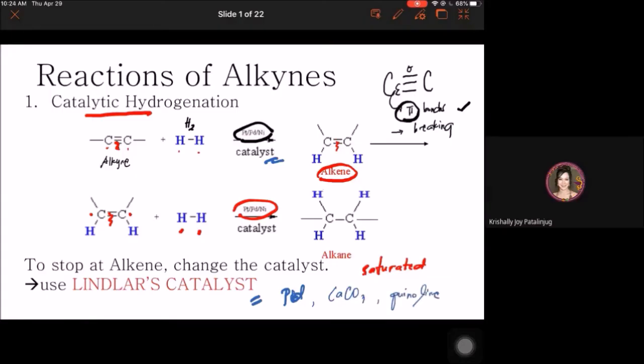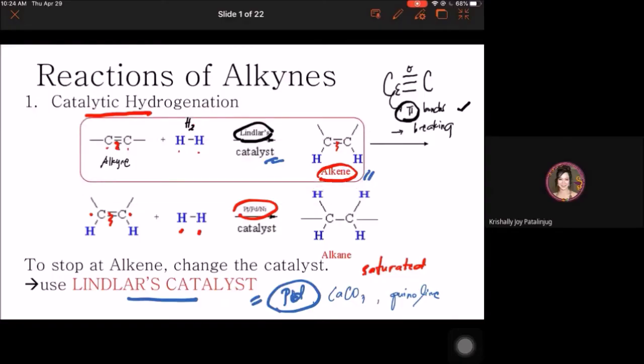In some other references, a Lindlar's catalyst is described as a poisoned catalyst. Poisoned because this catalyst is being added with other compounds to weaken its catalytic strength. So, a good example of a catalyst to control this reaction to have a final product only until alkene is to use a Lindlar's catalyst. So again, during catalytic hydrogenation, addition of hydrogen in the presence of a Lindlar's catalyst, the final product is only until alkene.